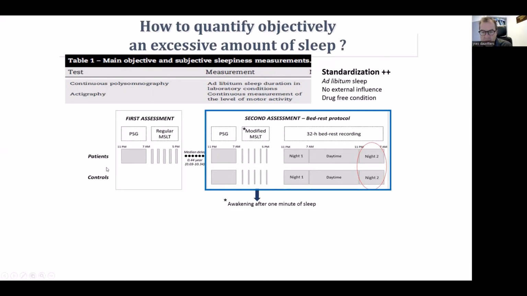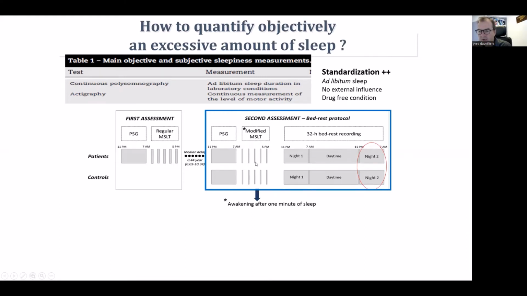So what do we do in my lab? I will come back to this protocol in a minute. First we do the PSG and MSLT, as I briefly reported previously, to be sure that the patient is not affected by narcolepsy, that there's no OSAS, and no other condition that may explain the problem. But if you are convinced that IH could be one of the problems of the patient, we do a second assessment, and we modify the MSLT to awaken the patient after 1 minute of sleep during the day to avoid the problem of sleep homeostasis.